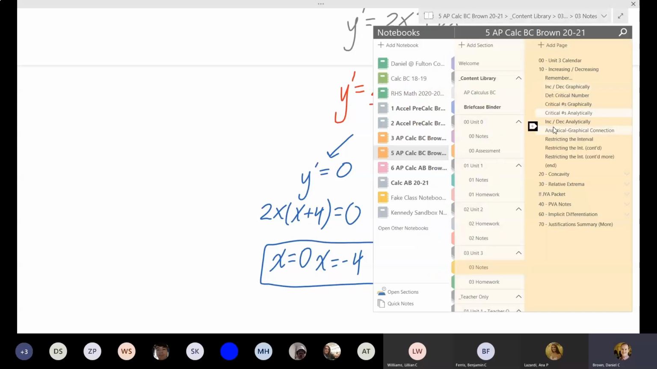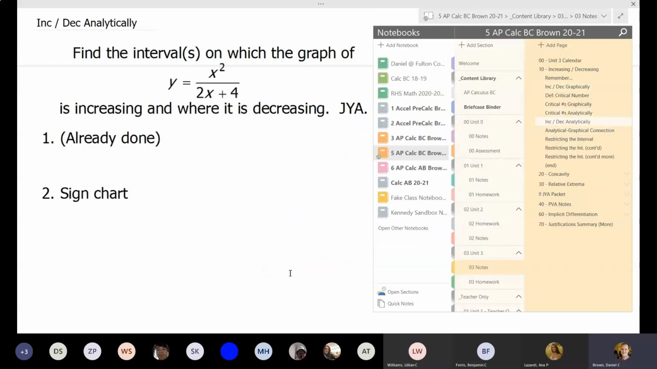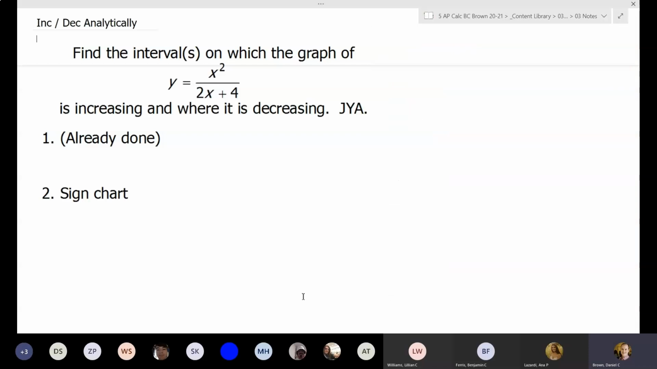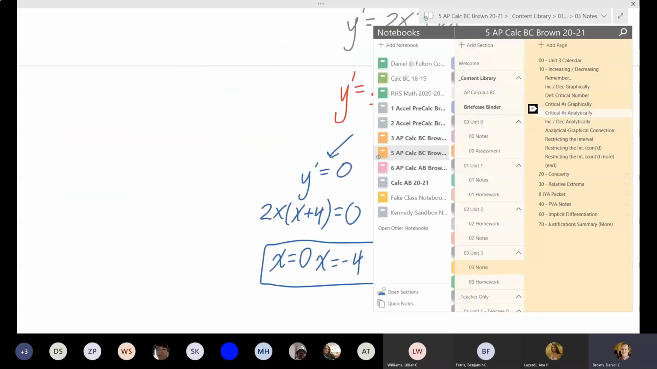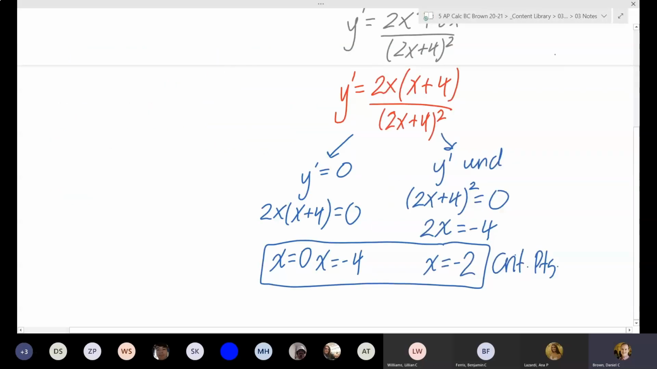So how are critical points used? We use critical points to find the intervals of increasing and decreasing. And there's 2 steps to finding the intervals of increasing and decreasing. The first step is to find your critical points. And those are going to be where the derivative is, of course, equal to 0 or undefined. We found the critical points already, and I already forgot them, so I'm going to go back and look at them. All right.